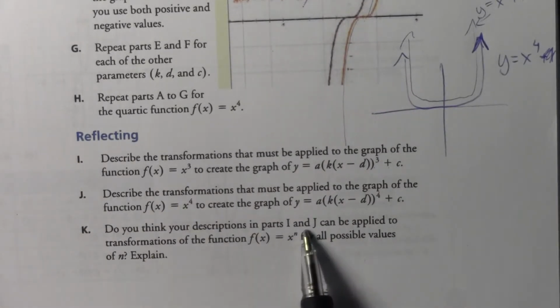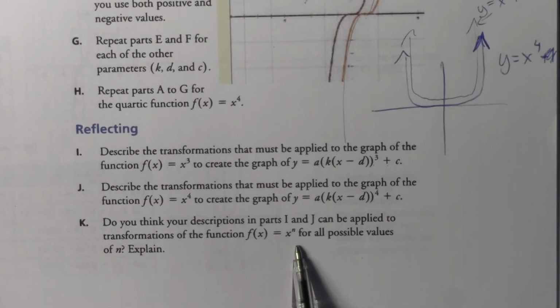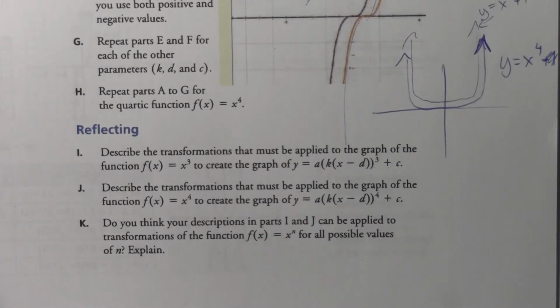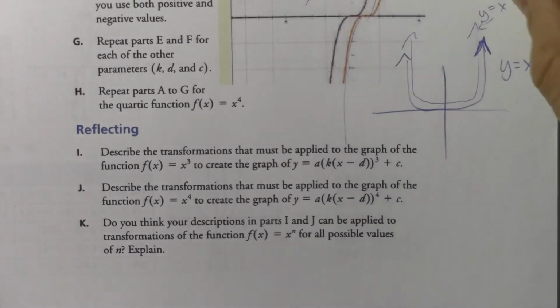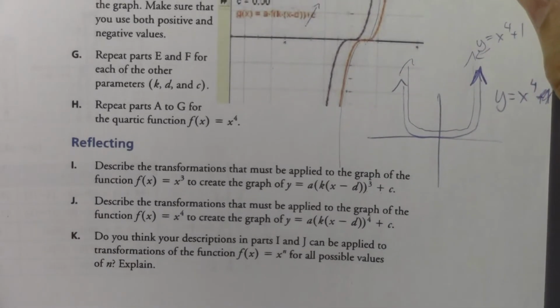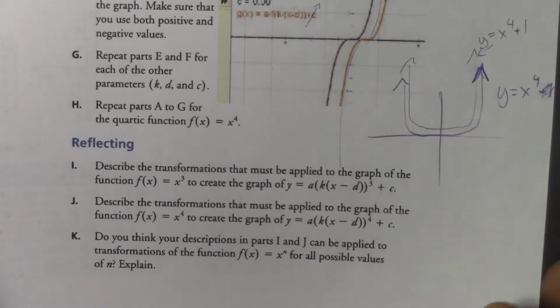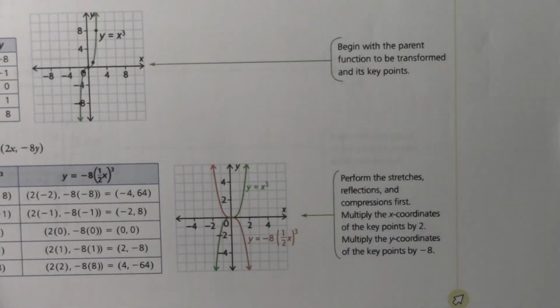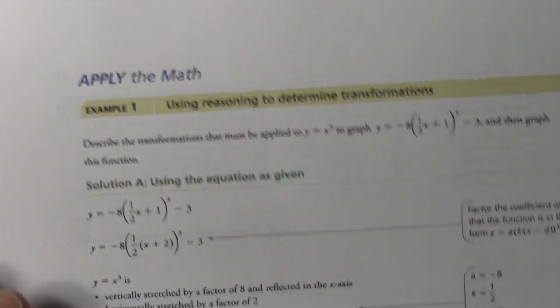Do you think your descriptions in part I and j can be applied to transformations of the function x to the exponent of n for all possible values of n? Explain. What do you guys think? Yeah, probably, right? It's worked for every other function we've ever tried, so it's going to work for all functions with any exponent of n. All right, the examples should help explain.